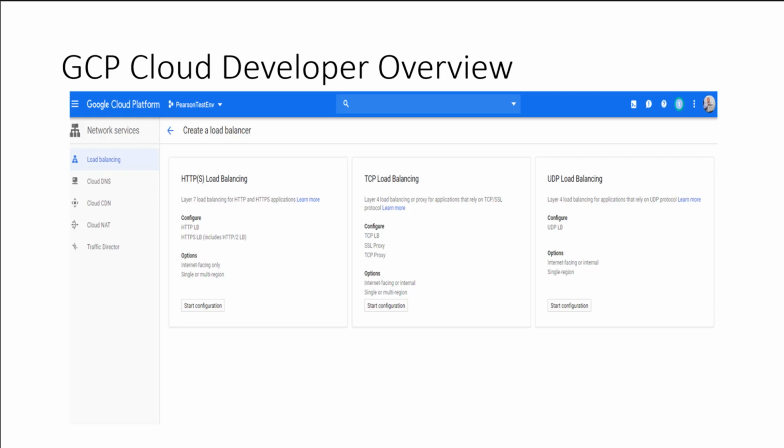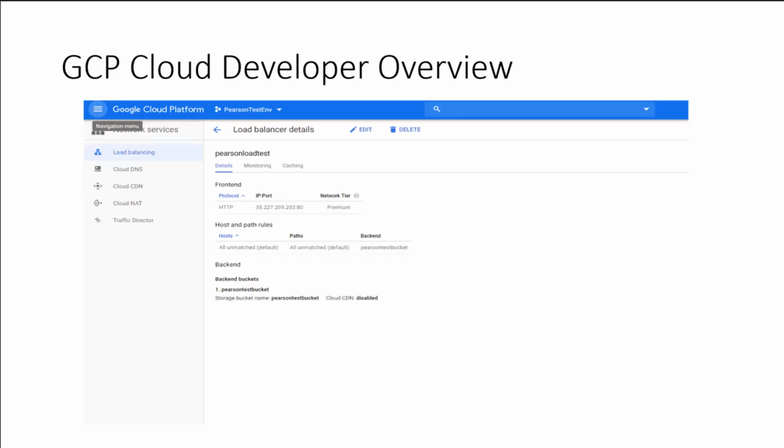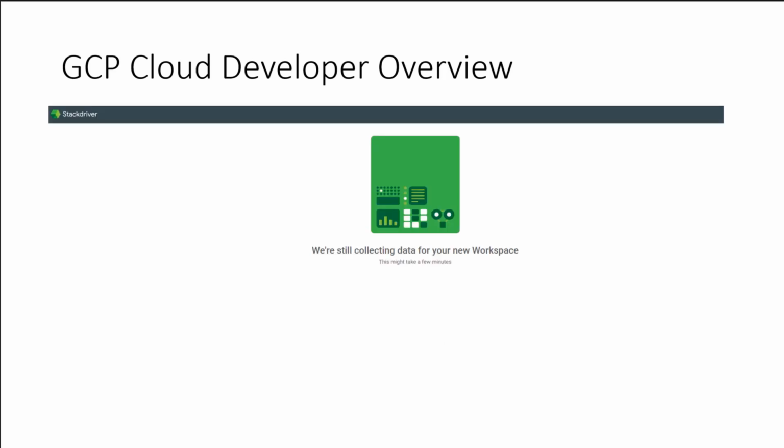Some of the resources we may want to monitor would be, for example, our load balancing. We may also want to consider what part of load balancing we want to monitor. Is it, of course, the back end or the front end services? Again, we have to consider a few things there.